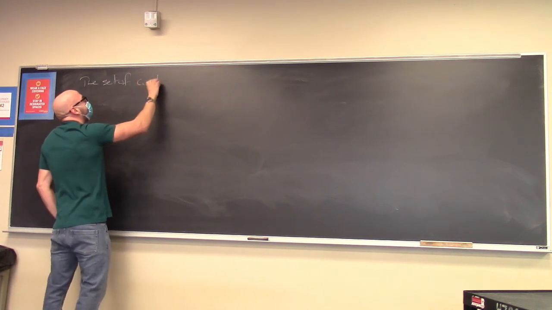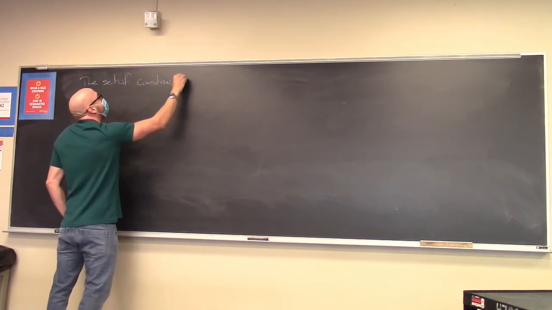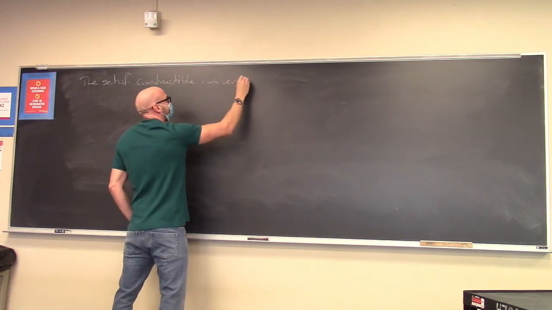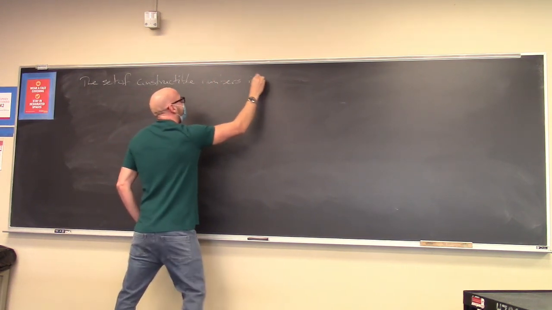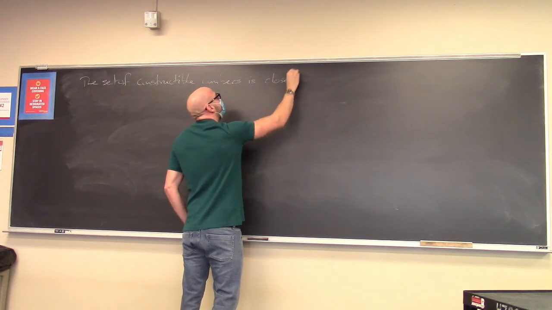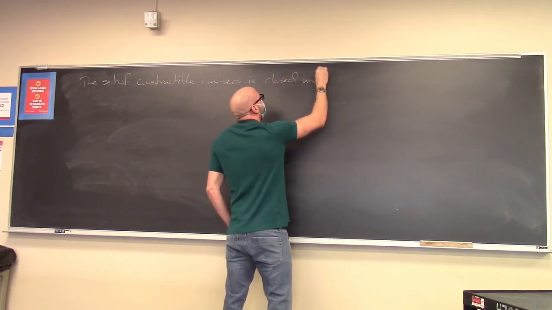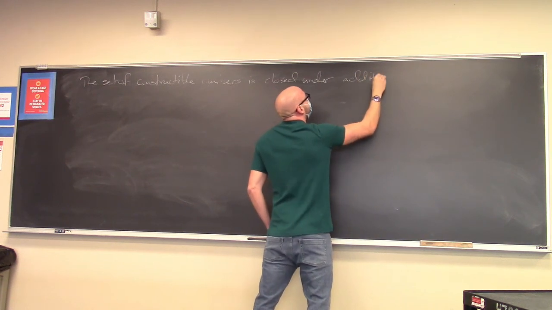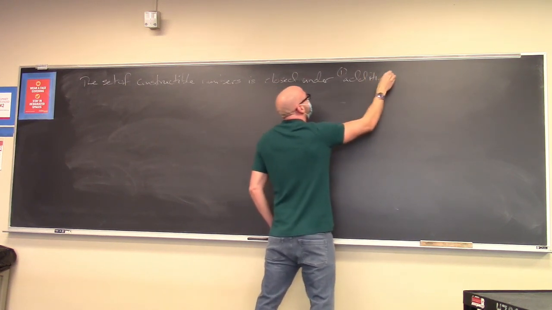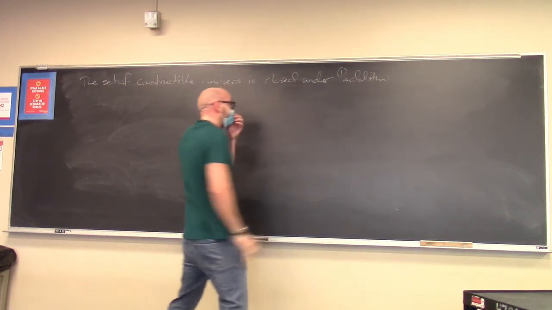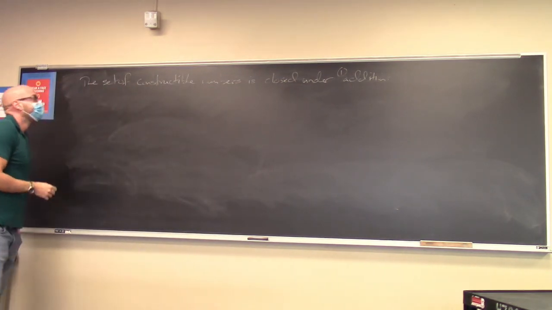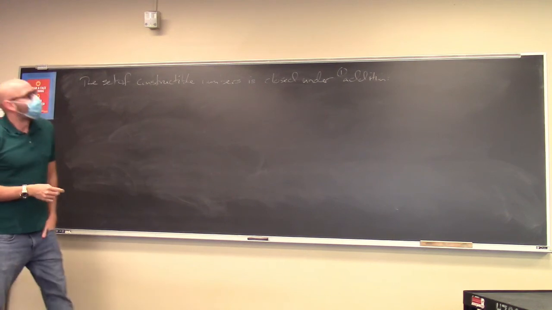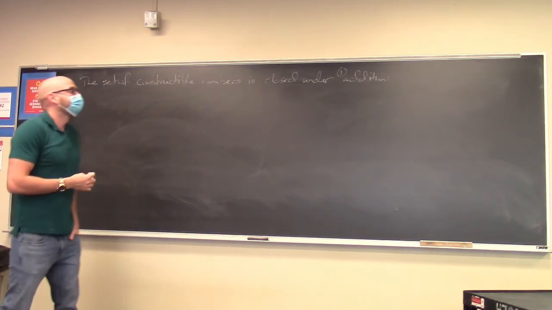the set of constructible numbers is closed under addition. We'll start listing these in order. Addition. Why is that? How do I add two constructible numbers together?